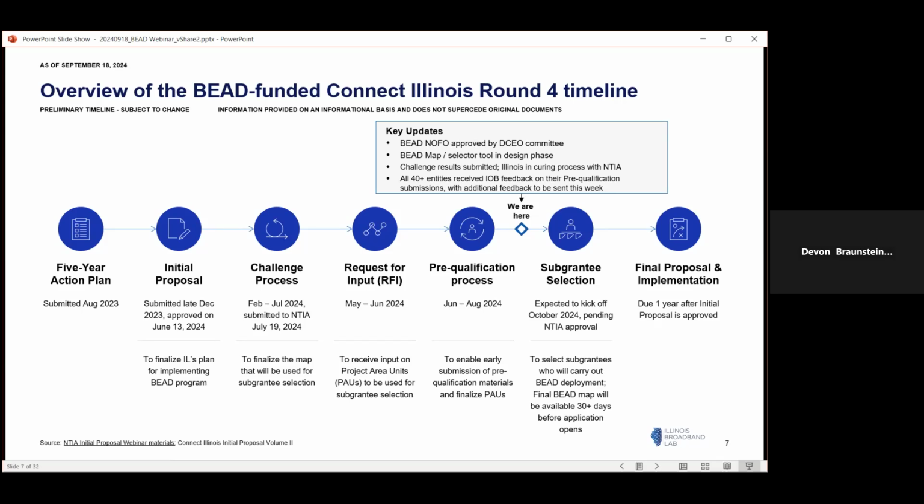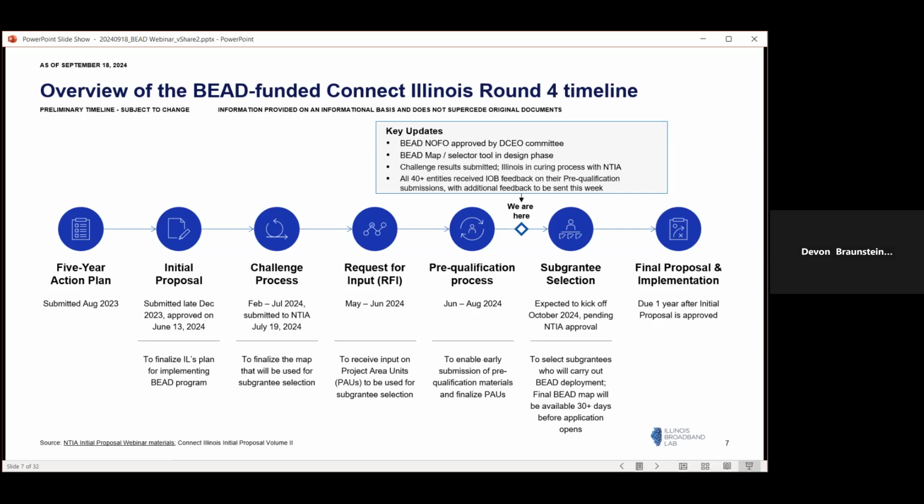Another exciting internal milestone is that we have a close to final draft of the BEAD Notice of Funding Opportunity, or NOFO. I presented that to our decision-making committee here at the Department of Commerce and Economic Opportunity yesterday, and we do have the green light to move ahead once we get that NTIA approval and publish our final map for 30 days. So we're getting all of those internal pieces in place, and there's a lot of excitement around this here in Illinois.